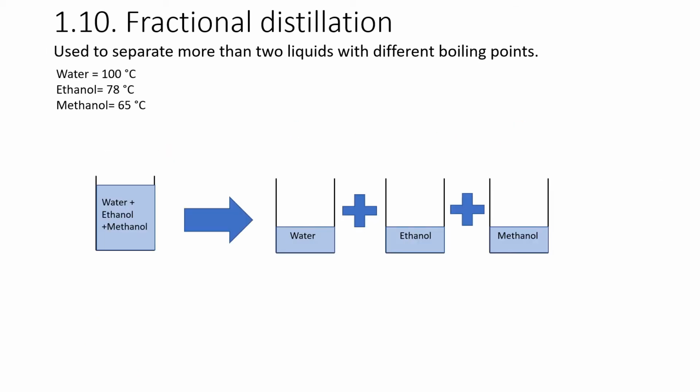So what we've managed to achieve with fractional distillation, therefore, is taking a water, ethanol and methanol mixture and separating them out into 3 separate beakers containing pure water, pure ethanol and pure methanol.